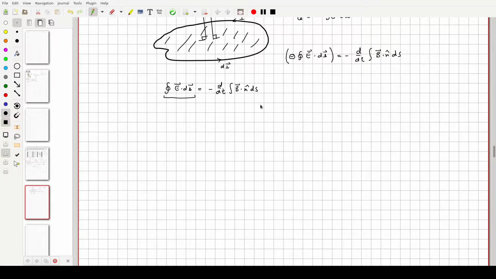A few lectures ago, I mentioned Stokes' theorem. Stokes' theorem allows you to take an integral around a closed loop of a vector field and write it as what's called a curl. And that's exactly what I want to do with the left-hand side. This is the same thing as del cross E dot n hat ds. On the right-hand side, we have minus d by dt of B dot n hat ds. Now what I'm going to do is to pull the time derivative inside this.